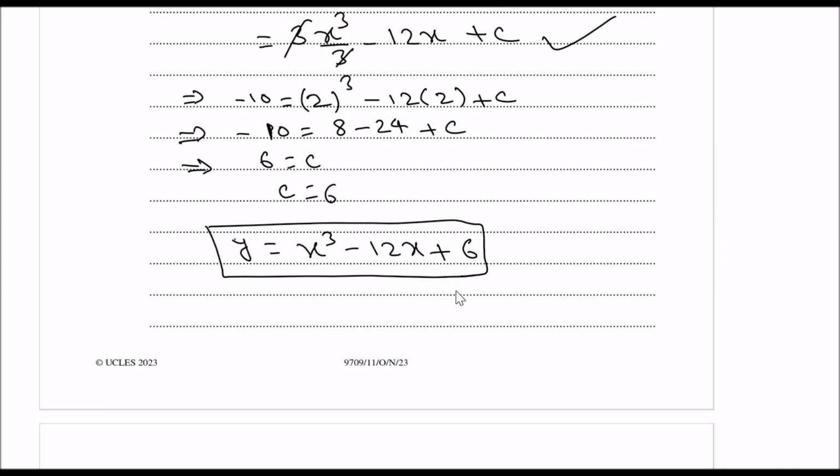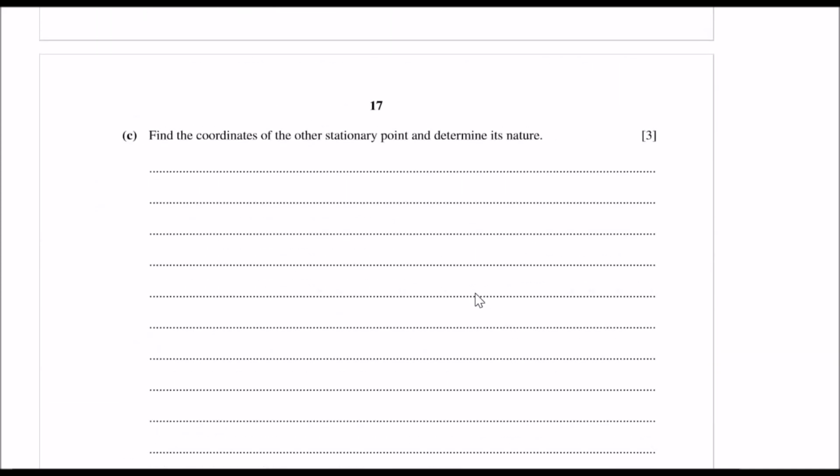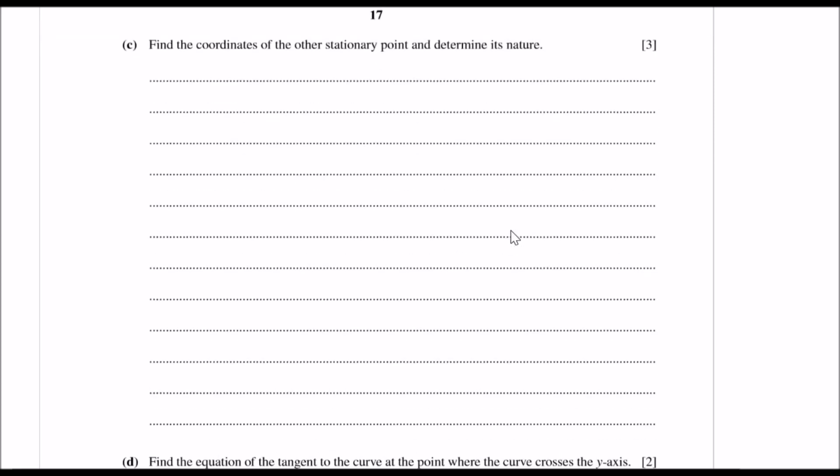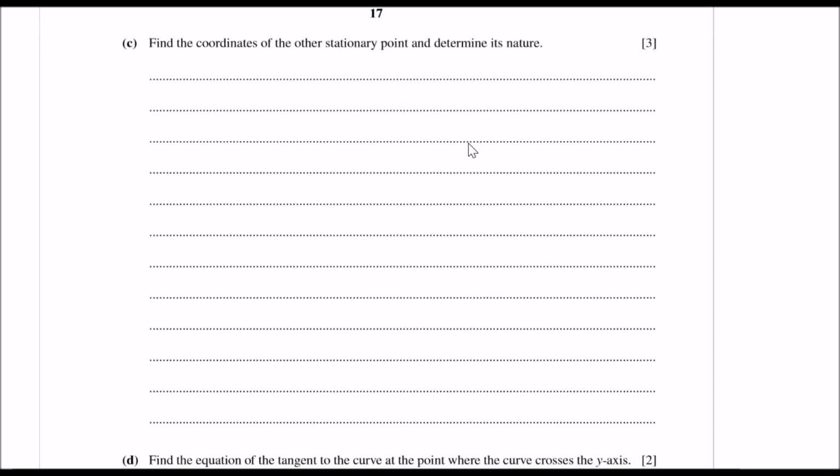Okay, let's go to the next part, part C. Find the coordinates of the other stationary point and determine its nature. So we got dy by dx equal to 3x square minus 12. So we know that to find the stationary point, we write dy by dx equal to 0.